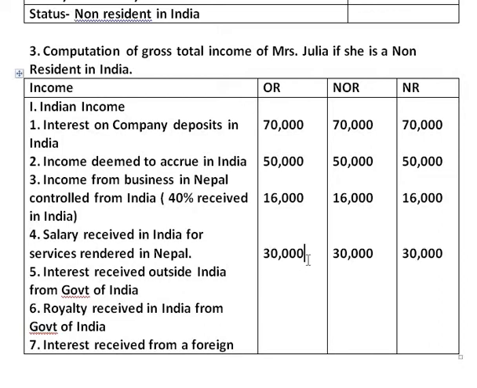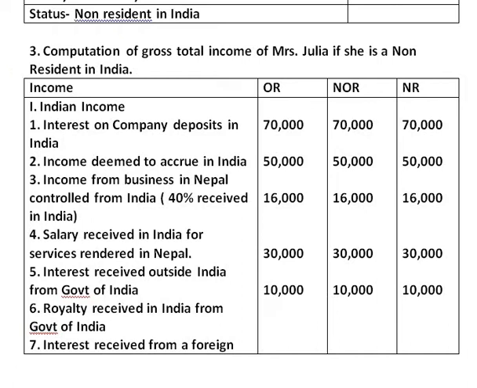Next information given to us is interest received outside India from Government of India. It amounts to rupees 10,000. As it is received from Government of India, it is treated as Indian income and Indian income is taxable in all the columns.